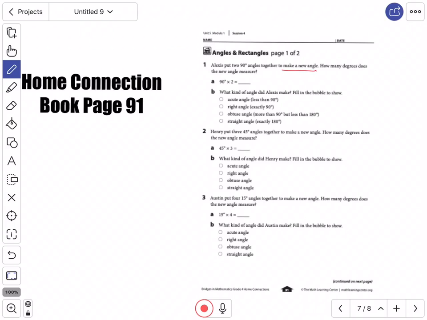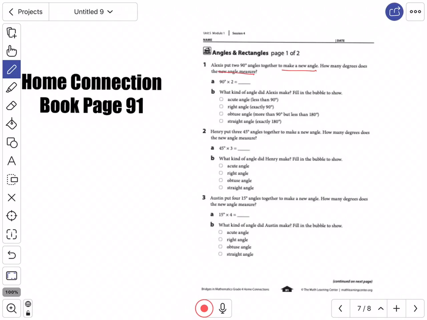The other thing that you were going to do is answer these questions. Angles and rectangles. Home connection book page 91. Alexis put 2 90-degree angles together to make a new angle. How many degrees does the new angle measure? All right, so you're going to answer that one. And then for B, what kind of angle did Alexis make? Fill in the bubble to show.